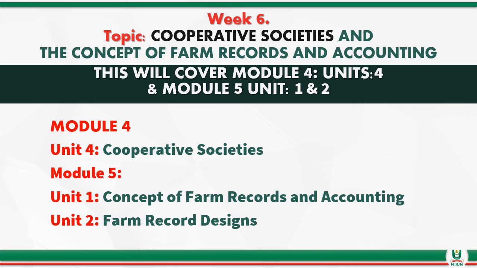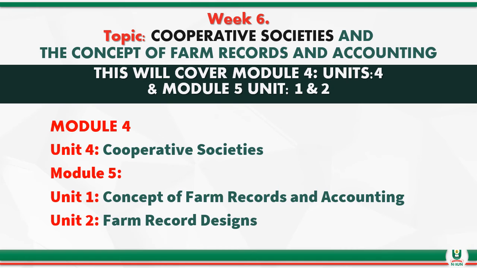There are different types of farm records and accounting. This includes, let's look at the farm records first. This includes production records, income and expenditure records, inventory records, and miscellaneous records. We will take them one after the other. We'll also consider steps involved in inventory records. We'll look at the steps. There are about 2 steps.